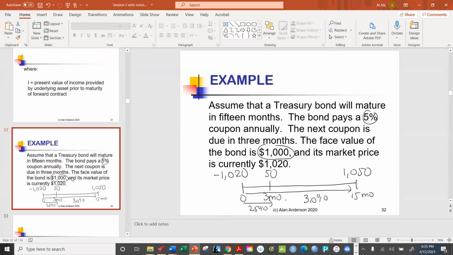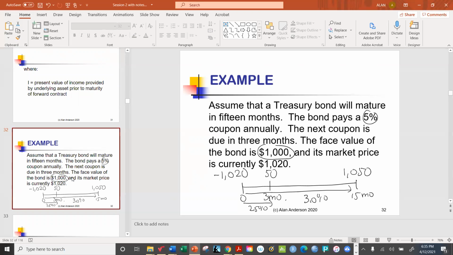So now we have to keep track of our cash flows when there's a bond involved. This could be a potentially very complicated situation. So let's just say that a treasury bond will mature in 15 months. It pays a 5% coupon annually. The next coupon is due in 3 months. The face value of the bond is $1,000 and the market price is $1,020.